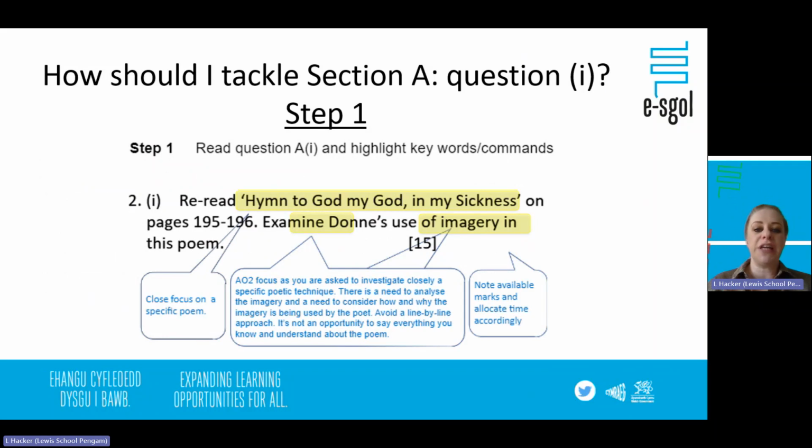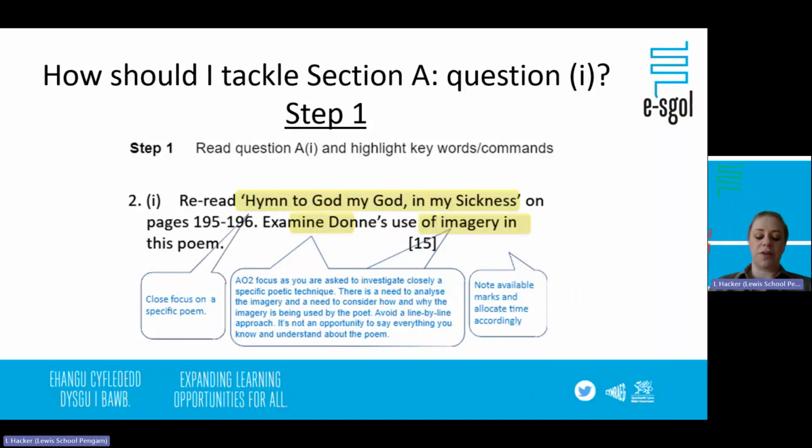Step 1 is to read the question and highlight keywords and commands. So for example, those of you who have been studying John Donne, this is an example of a John Donne question. Don't worry if you haven't been studying John Donne, the same skills apply all the way through. Okay, so reread "Hymn to God, my God, in my sickness." Examine Donne's use of imagery in this poem.